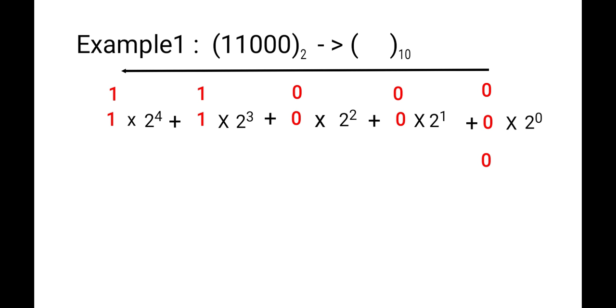Children, 2's power 0. Any number has a power 0, it counts as a 1. So here what will come? 0 multiplied by 1. We will put the plus sign. Now see, 2's power 1 means number itself, 2. Any number has a power 1 means number itself.